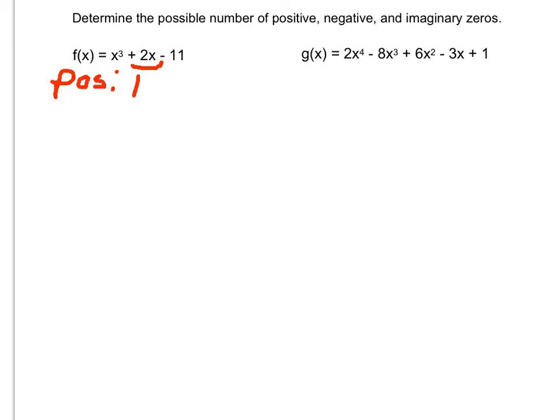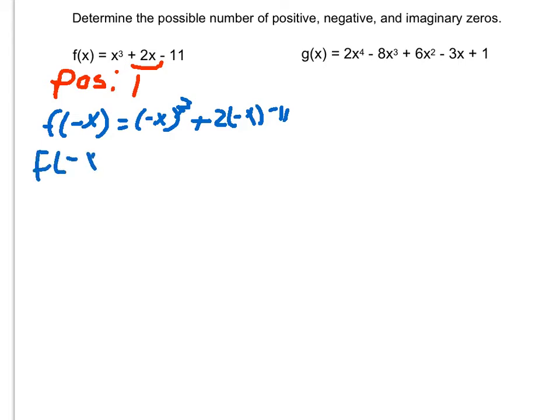solution. Now we need to take a look at f of negative x to figure out how many possible negative we have. So f of negative x is negative x to the third plus 2 times negative x minus 11. So f of negative x, here we still have negative x to the third. Here we're going to have minus 2x. Here we have minus 11.